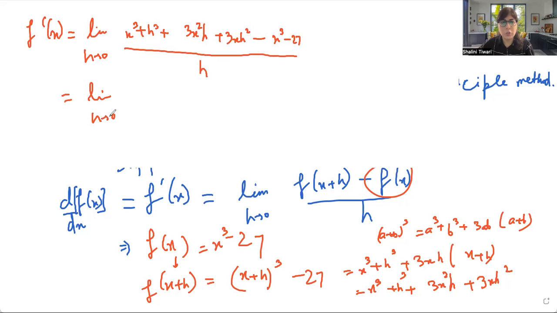Now limit h tends to 0. X cube cancels each other.